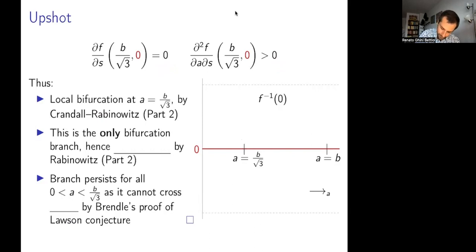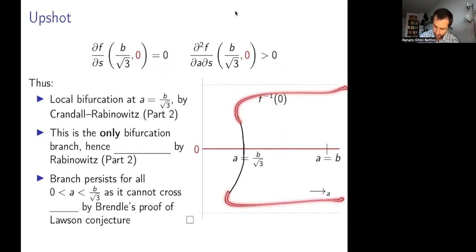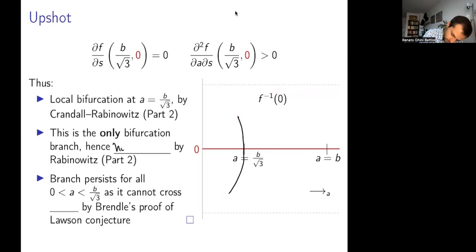Okay. Now, remember, this local branch will be something that can be extended. It's actually non-compact by Rabinowitz's global bifurcation theorem, because it's the only bifurcation branch. That's the only degeneracy instant. So it can't reattach, because if you were to reattach, there would be another bifurcation instant, and there's not, right? So it must go on forever. It must be non-compact. So it could go, for example, to infinity. But let me write that down first. So non-compact.